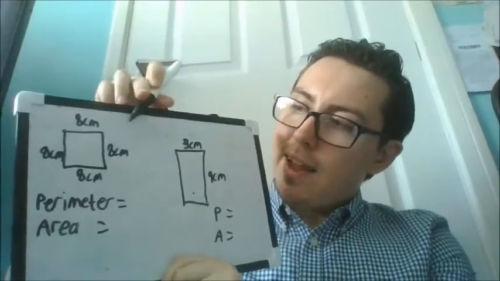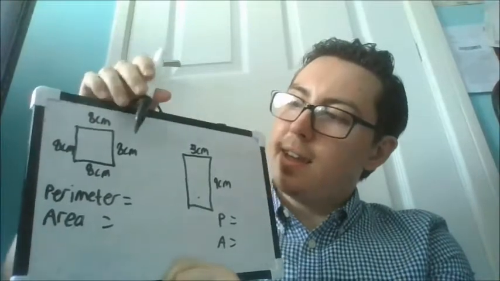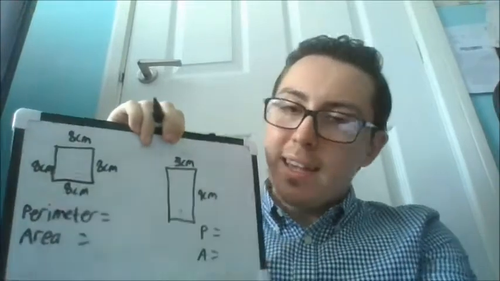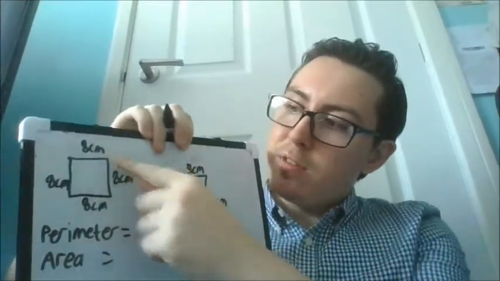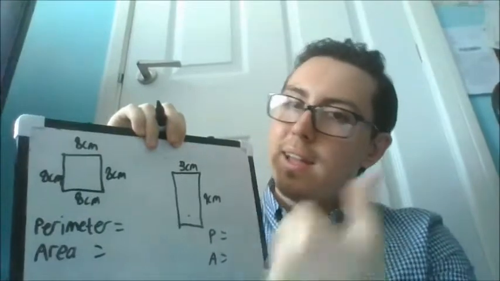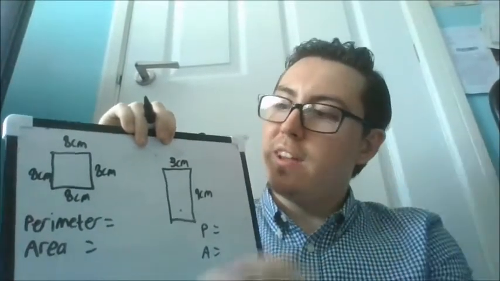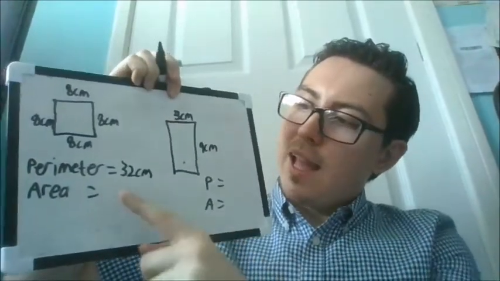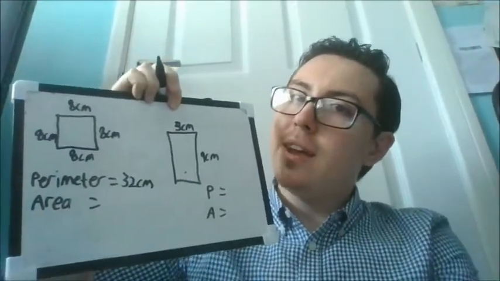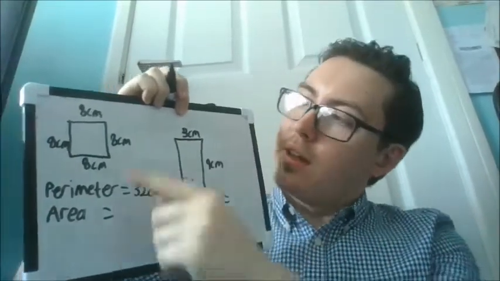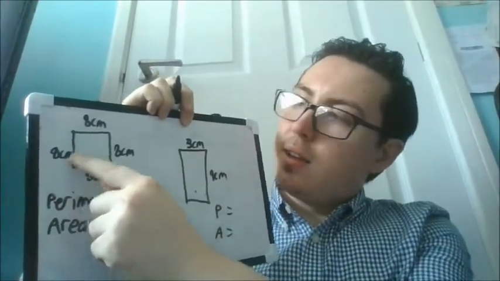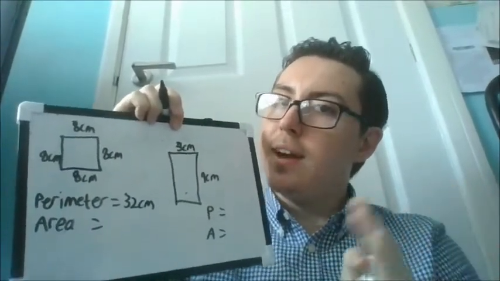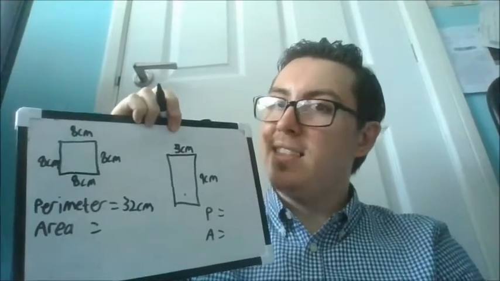So we've got 8 add 8 is 16, add 8 is 24, add 8 is 32. Let's check that by doing 8 times 4, because we have 4 eights: 8, 16, 24, 32. The perimeter is 32 centimeters. And area on this question: remember, area is length times width. Our length is 8, our width is 8, so 8 times 8 is 64 centimeters squared.